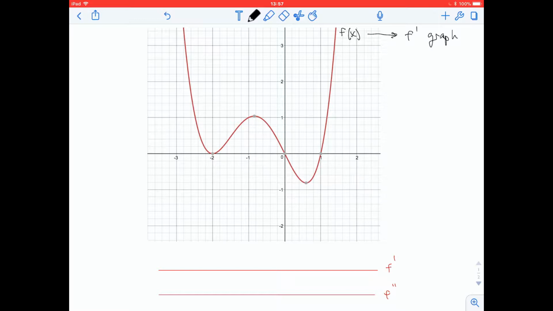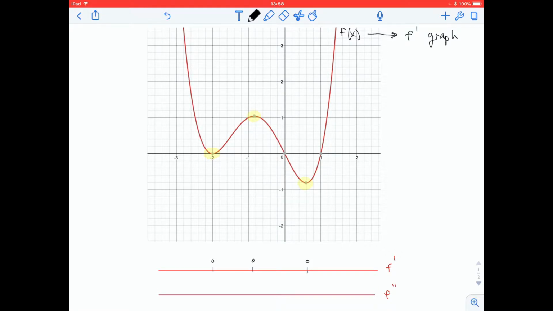So the first thing we might notice is that we have a critical point right here close to x equals -2, another one just to the right of x equals -1, and another one at maybe around 0.6. So from these three locations, we know that we have critical values on the graph of f at these x values. So the derivative is going to be 0 at each of these locations.